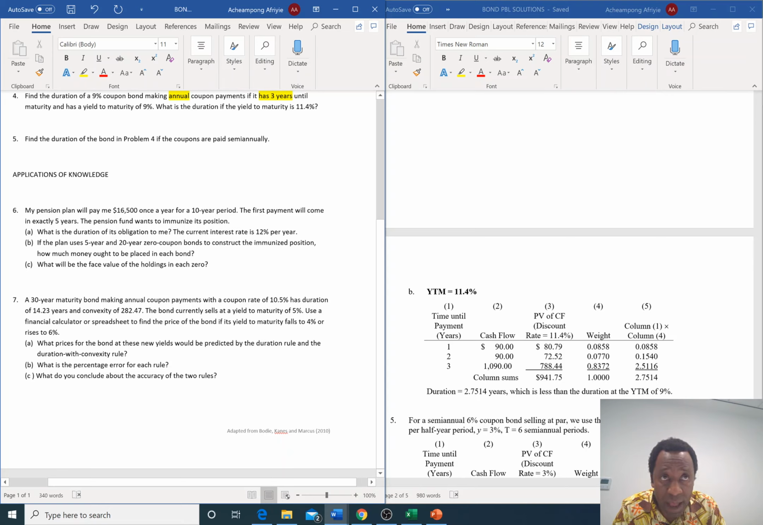Please notice that we picked examples here where the change is not that big, right? And even when the change is not that big, we're expecting that the difference between the prediction of the duration and the prediction of the convexity will not be the same. Can you imagine if the change in yield to maturity is bigger, like probably we are experiencing now because of a crisis in the market?